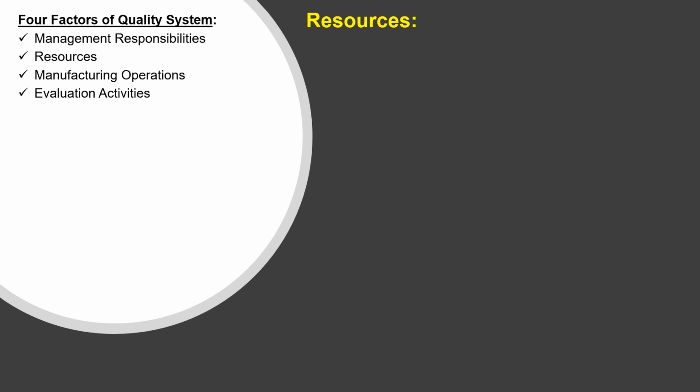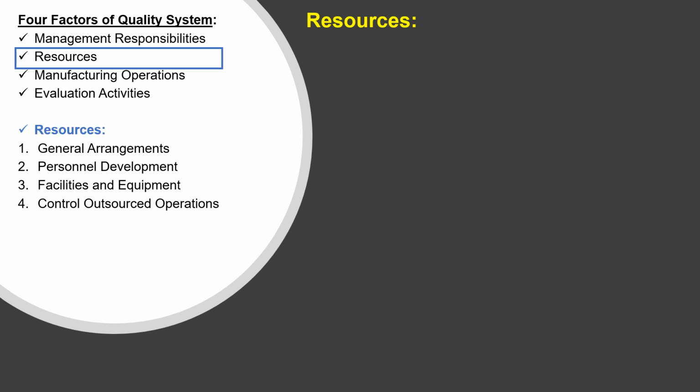We have seen the management responsibilities, that is the first factor from the quality system model. The second factor is resources. Under resources, four important headings are provided, which are general arrangements, personnel development, facilities and equipment, and control on the outsourced operations. So let us see in detail.